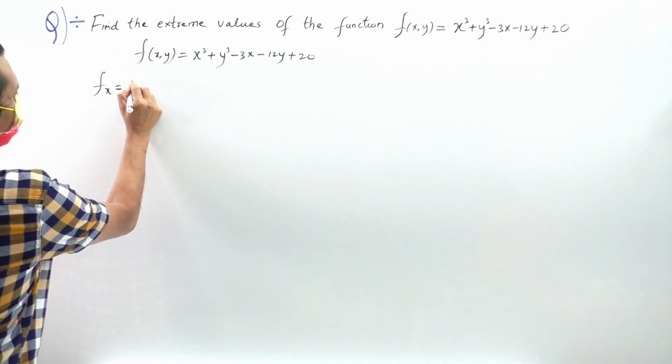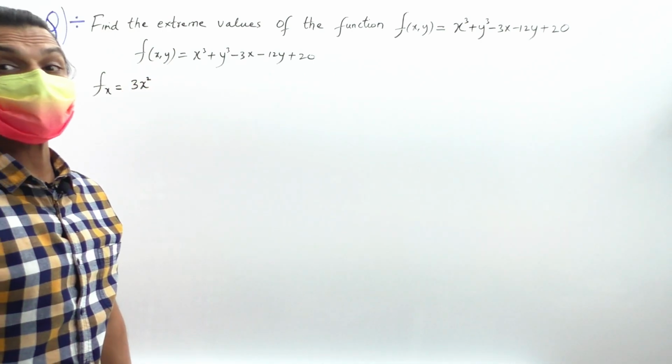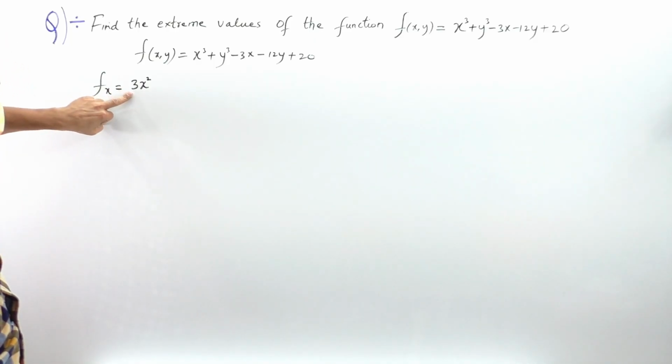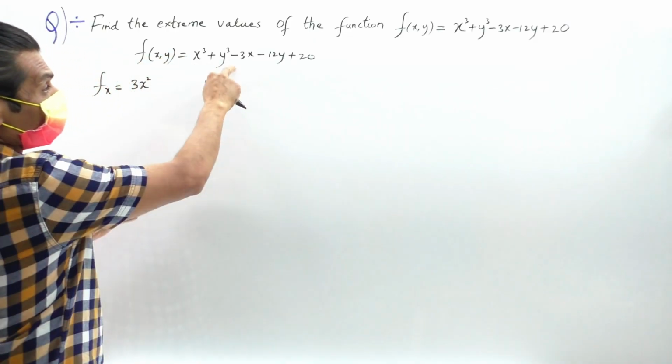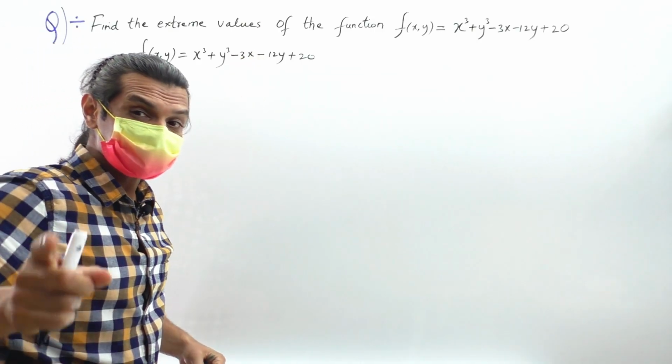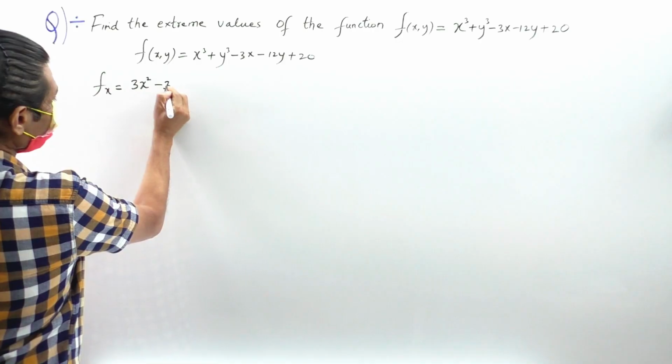X cube is... see here we are partially differentiating only with respect to what? X. So fx will be 3x square y cube, there is no x term, 0, minus 3x, differentiation of 3x, x is 1, so minus 3, done.